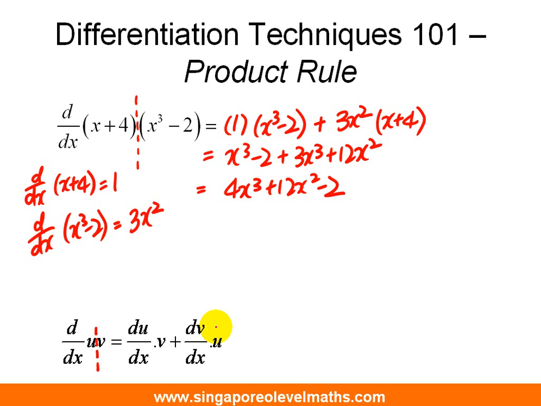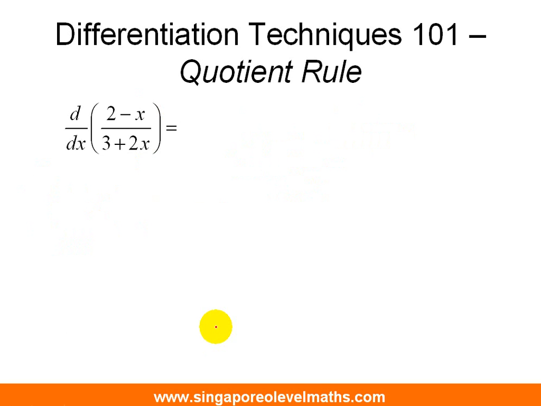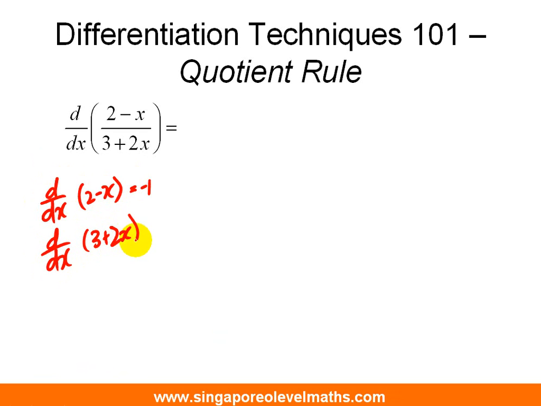Let us now take a look at the last rule. It's called quotient rule. And quotient rule is very often used when you see a fraction, like what we have right now. Same thing, I will suggest you do side working. Differentiate your numerator first. This will give us minus 1. Differentiate your denominator, which will give us 2.